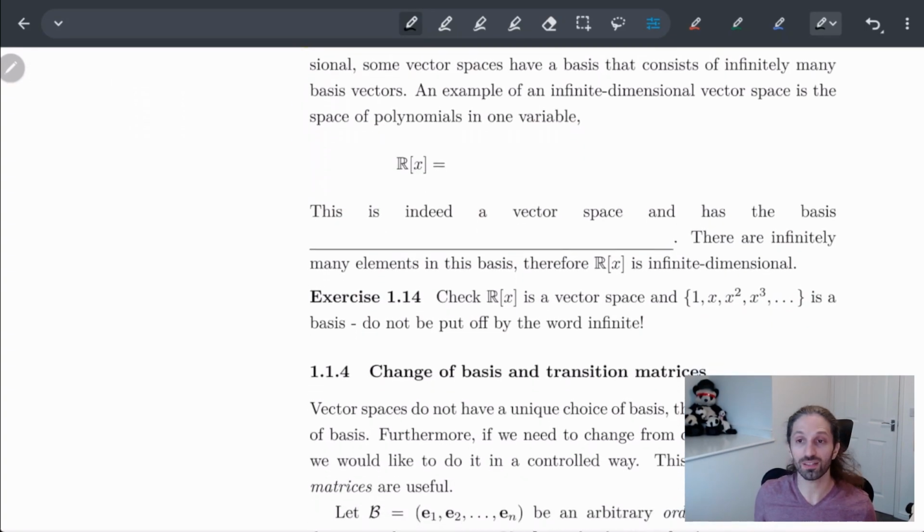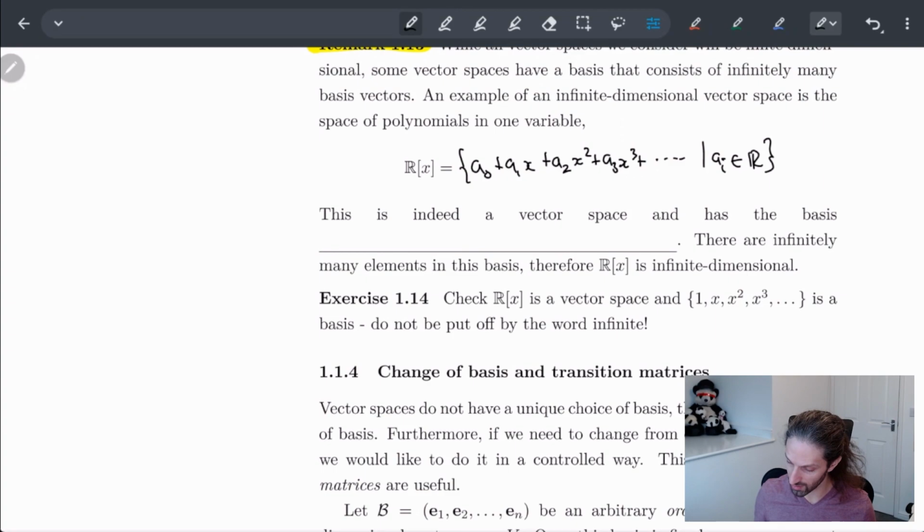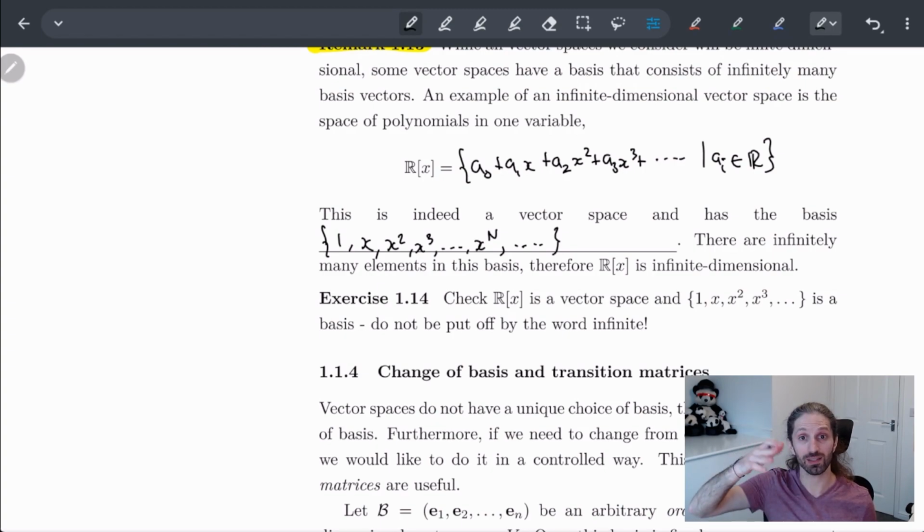This is a vector space. Now the basis for this vector space is going to be precisely the elements 1, x, x squared, x cubed, x^n, basically forever. It doesn't matter. So since there's an infinite number of basis vectors, this basically means that we have an infinite dimensional vector space.